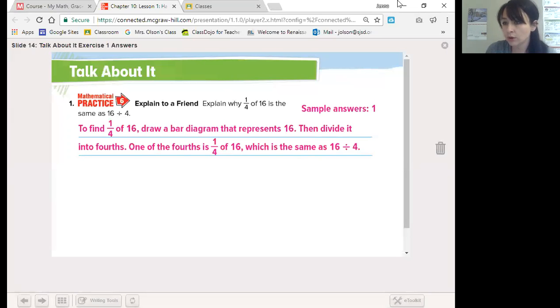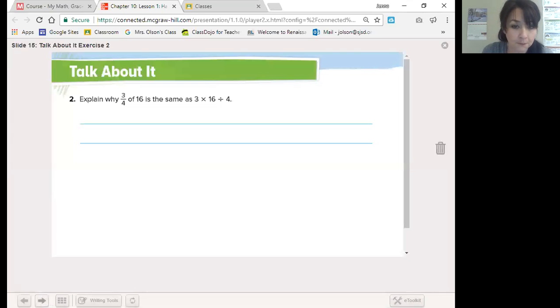Oh no, gotta erase my ink. My face is over your ink. All right, so any of these could, look, they said draw a bar diagram, divide it into fourths, 1 of the fourths. Any of these answers would be appropriate. You could draw yourself a bar diagram. You can show the work the way that I did. Whatever you need to show me that you understand why those two problems are the same.